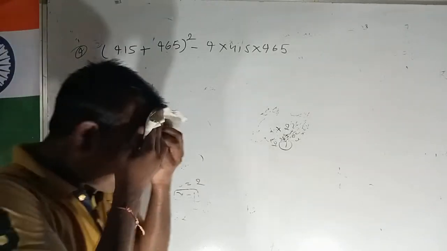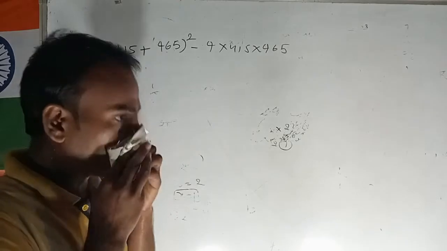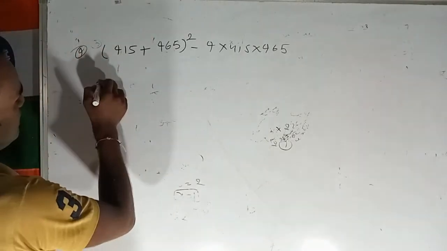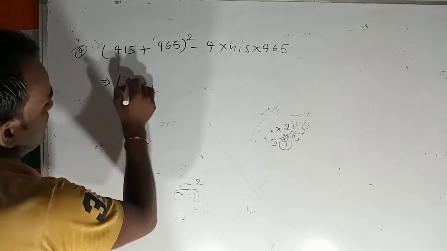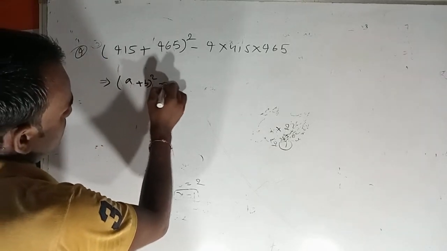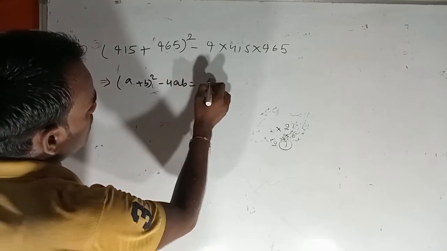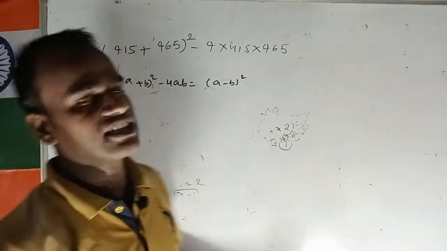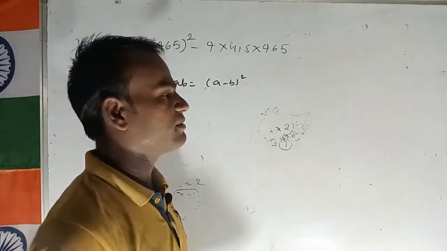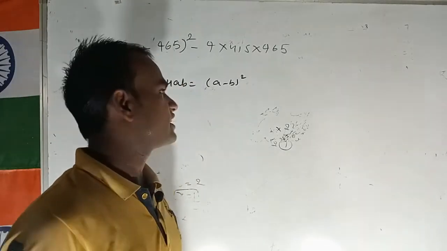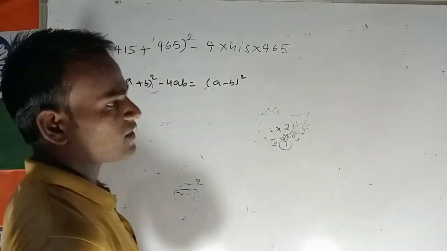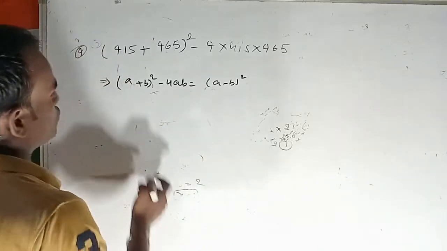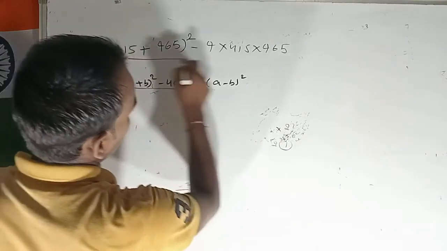You should know that (a plus b) the whole square minus 4ab equals (a minus b) the whole square. This identity will come here. The result of this identity I have told you in my previous video of basic identities. You can see there. Go to my channel and search the basic identities. So according to this identity, this question fits.